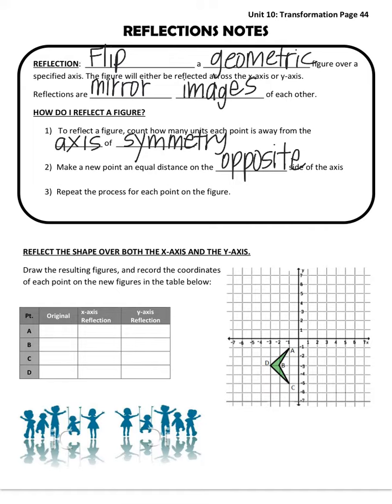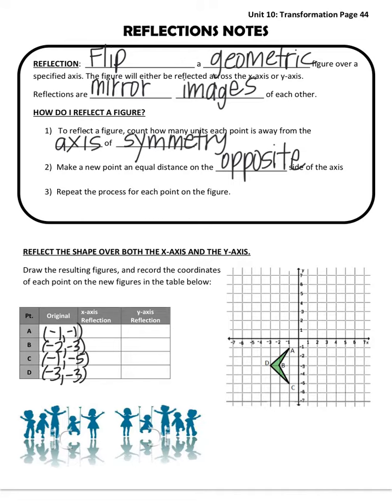Alright, so we have this quadrilateral ABCD. A's ordered pair is -1, -1. B is -2, -3. C is -1, -5. And D is -3, -3.